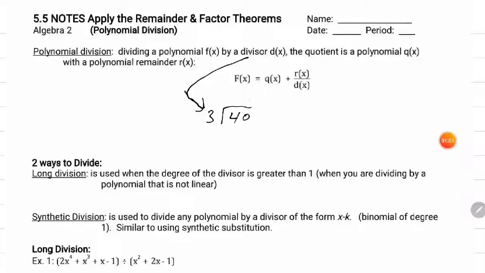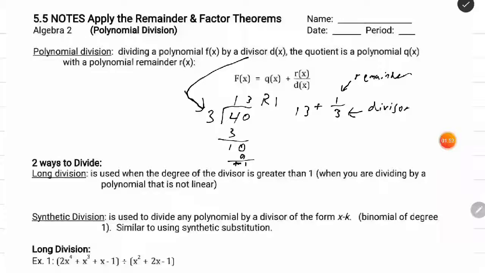3 goes into 40, or 3 goes into 4 one time. So we do that, and then we have a remainder of 1. 3 goes here, and then we get 4 minus 3, or a positive 1. So we have a remainder of 1. This is all the way back when we first started learning long division. 13 remainder 1, and what that means is that is 13 plus our remainder over 3. So this is our remainder, and this is our divisor again, the thing we divided by, and this thing is our quotient.